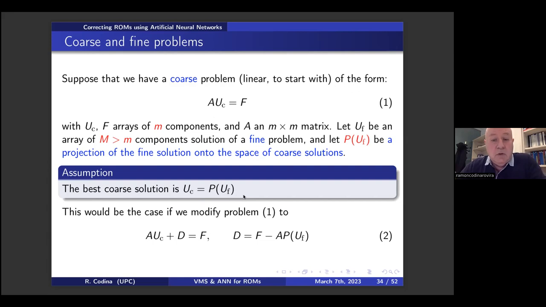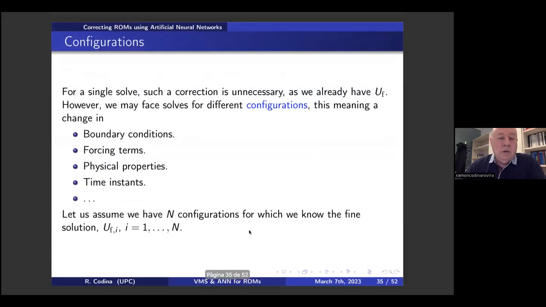Of course, if we have the fine solution, we could modify the original problem to this equation that is written here, so that we add a correcting term D, and this correcting term can be computed exactly in the case of one solution, and is nothing but F minus A, matrix A, multiplied by the projection of the fine solution. If we put this D in this modified equation, we obviously obtain that the solution U_C is the projection of U_F. So for a single solve, that correction is unnecessary, as we already have the fine solution.